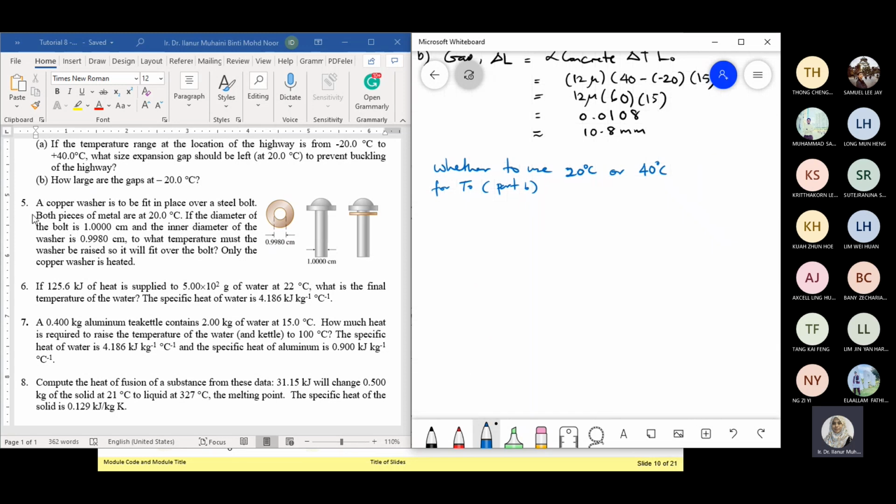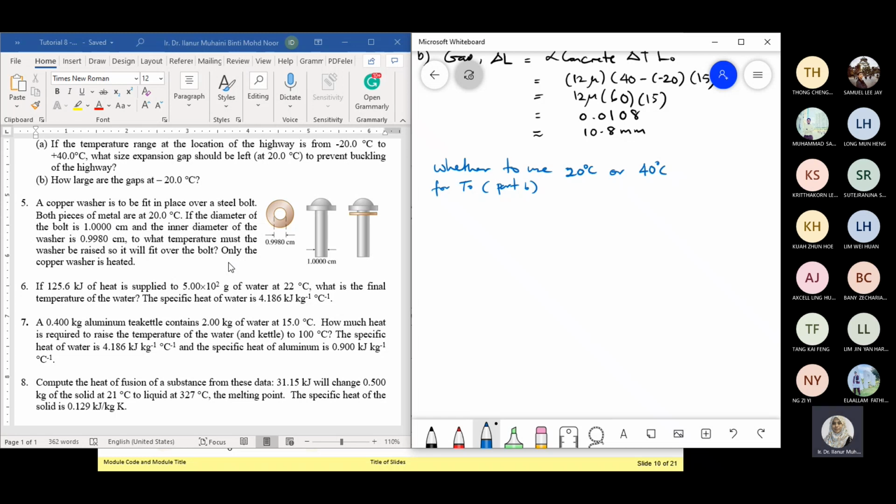Okay, question number 5. A copper washer is to be fit in place over a steel bolt. So this is the washer. After putting it on the steel bolt, it will become like this. You know, right, this thing. Both pieces of metal are at 20 degrees Celsius.